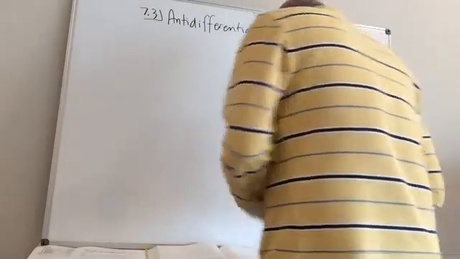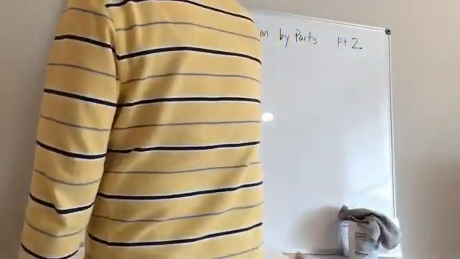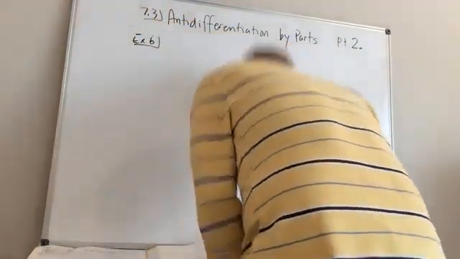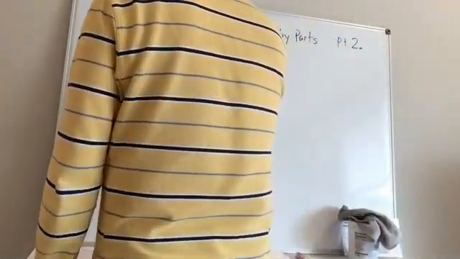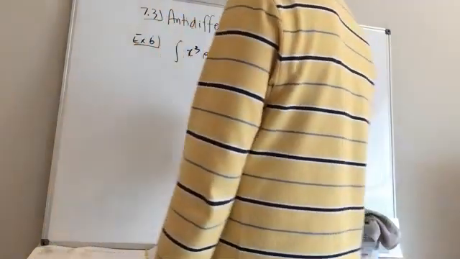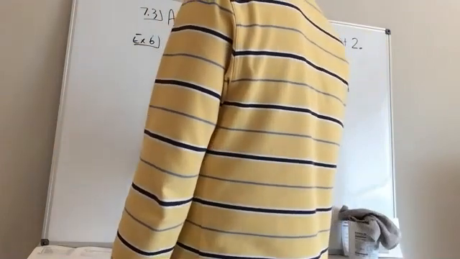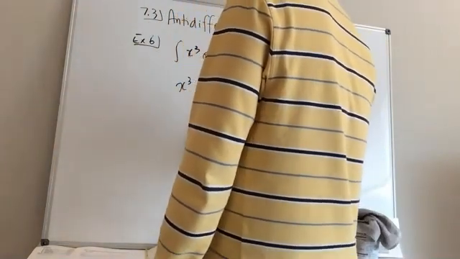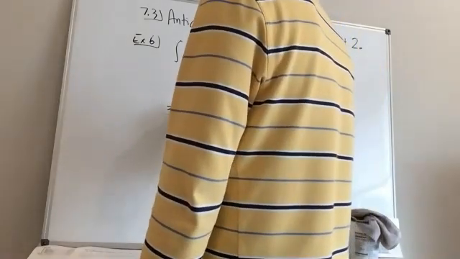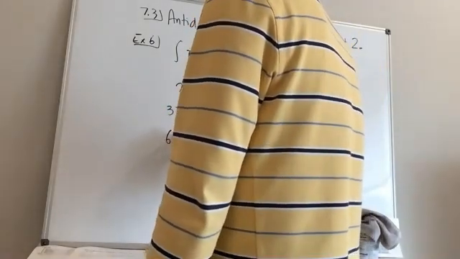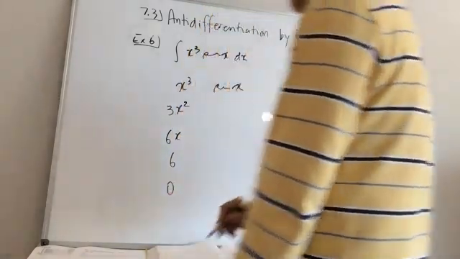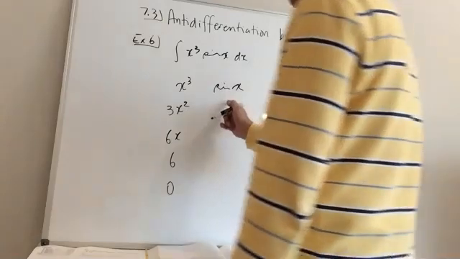Let's go to example number 6. We'll do one more, another tabular integration. This time we have the integral of x to the 3rd sine x dx. So let's differentiate this down. I get 3x squared, 6x, 6, 0. Now I have to integrate this.